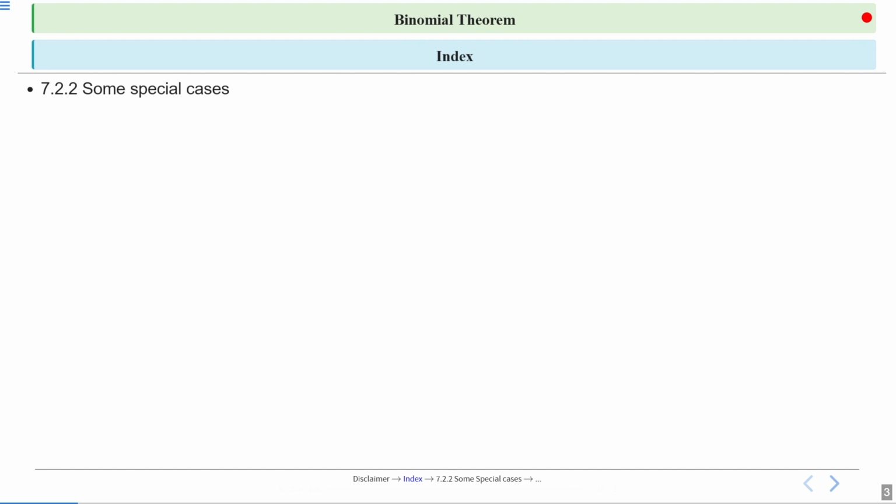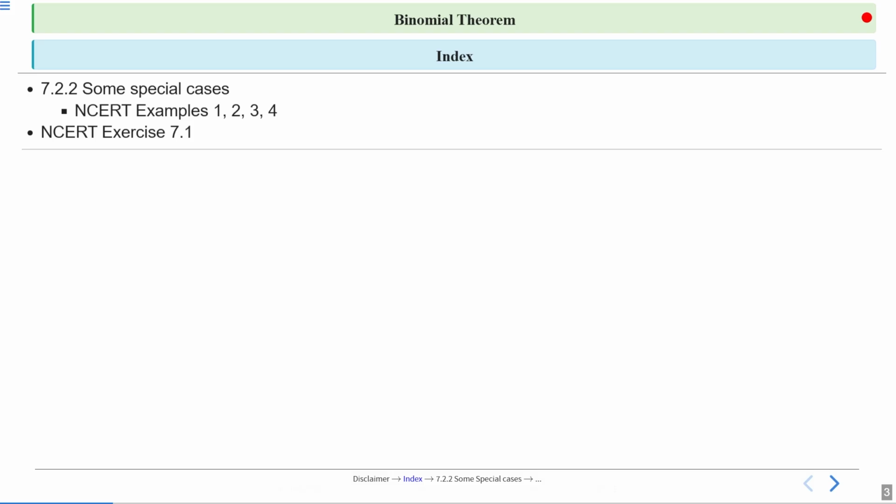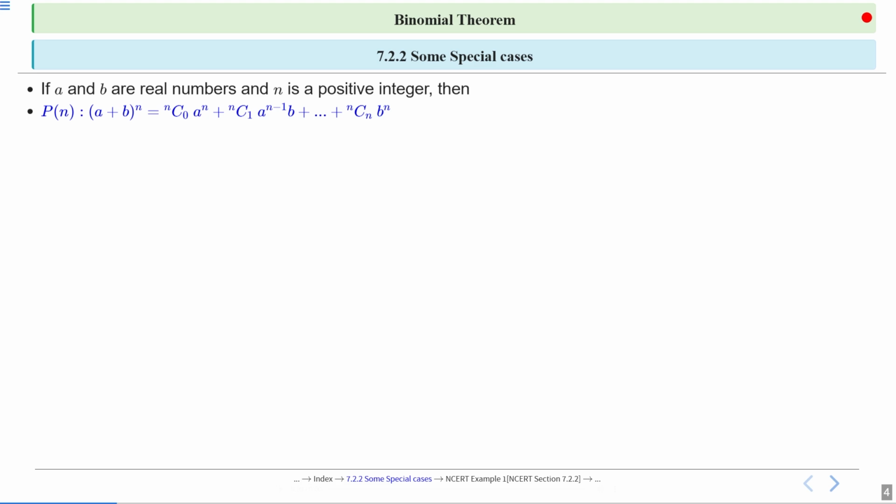First of all, we are going to explore some special cases of the binomial theorem. Then we will solve NCERT examples 1, 2, 3 and 4. After that, we shall solve exercises from NCERT exercise 7.1. So let's look at some special cases.